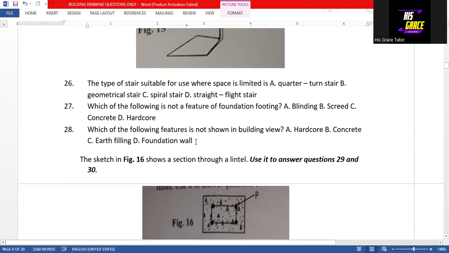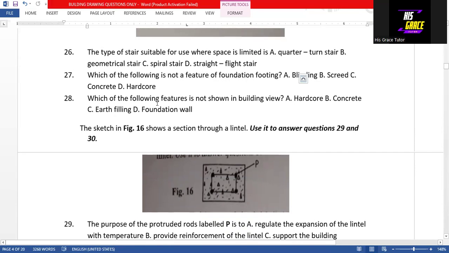That is option B. Then question 28. Which of the following features is not shown in building view? So the answer is option D. So the foundation wall is not shown in building view, foundation wall.